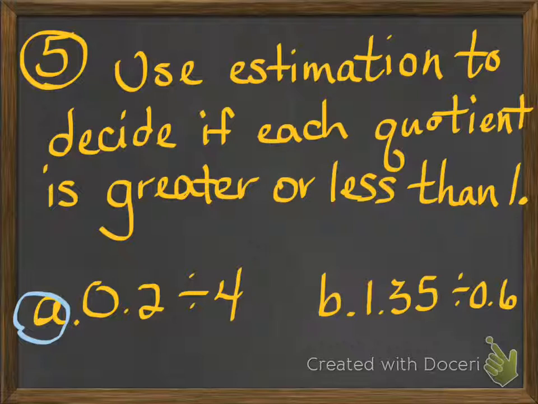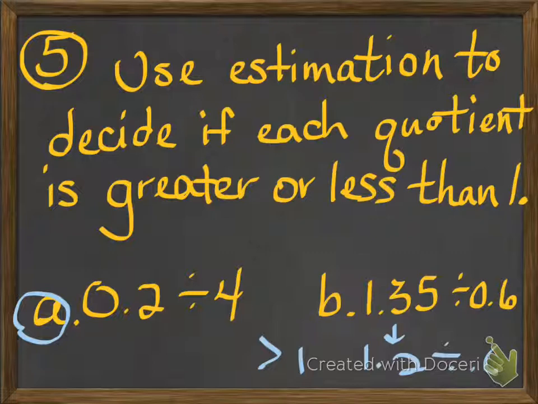I'm going to round 1.35 to, let's say, 1.2, because that looks an awful lot like 12 divided by 0.6. And I know that 12 divided by 6 is 2. So I'm going to guess that my answer for B is going to be greater than 1. I'm guessing it's probably around 2, but my answer is going to be greater than 1.